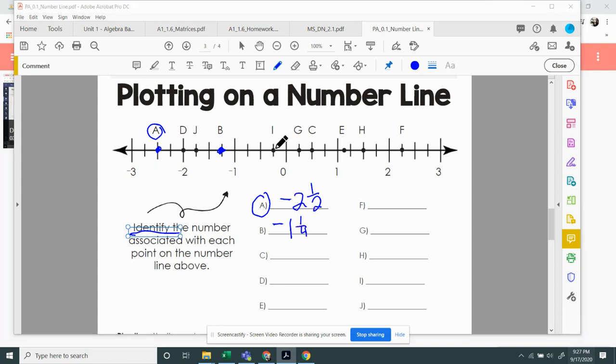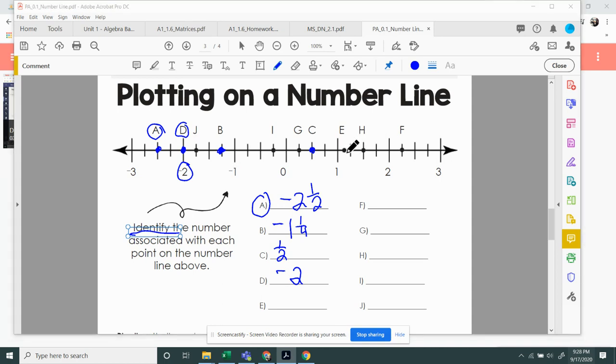Let's look at C. Here's C over here. C is still less than 1, but it is positive. So we have 0, and C is halfway between 0 and 1. It's positive, so C is 1/2. Let's look at D. Here's D. And D is exactly on -2. So that's our D, -2.